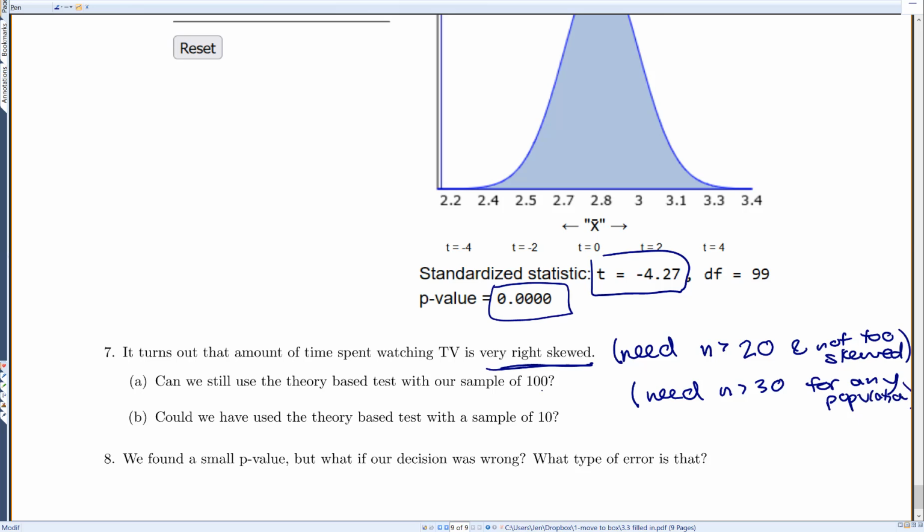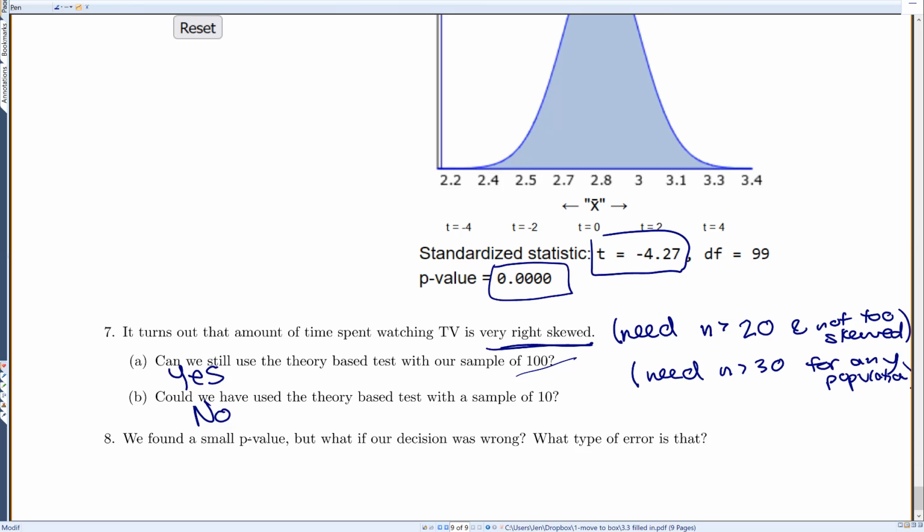So could I use a theory-based test with a sample size of 100? Well, that's bigger than 20. Of course, it was pretty skewed, but it's still bigger than 30, so yes. Okay. Could we have used it with a sample size of 10? Well, it's pretty skewed, and it's not even 20, so no, you'd have to use a simulation. So you'd have to go into the simulation and do a hypothetical population, but that doesn't really work for small sample sizes, and so there's actually other things that we can do, but not things that we're going to learn in this class. So in this class, if you're using means and your sample size isn't big enough, it's just going to be something we can't really do.